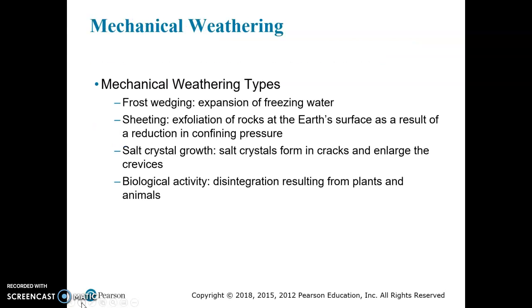There are different types of mechanical weathering. We have frost wedging, which is done by freezing water, and we see this in colder climates where there's a lot of snow and ice on the ground. We know that as water freezes, it expands. So when water seeps into cracks in rocks, as that water freezes, it expands and essentially breaks apart or creates wedges, cracks in the rock. So that's one type of mechanical weathering that we can have.